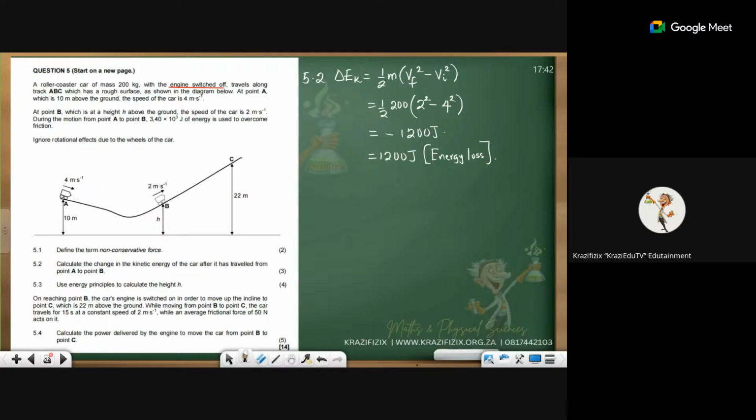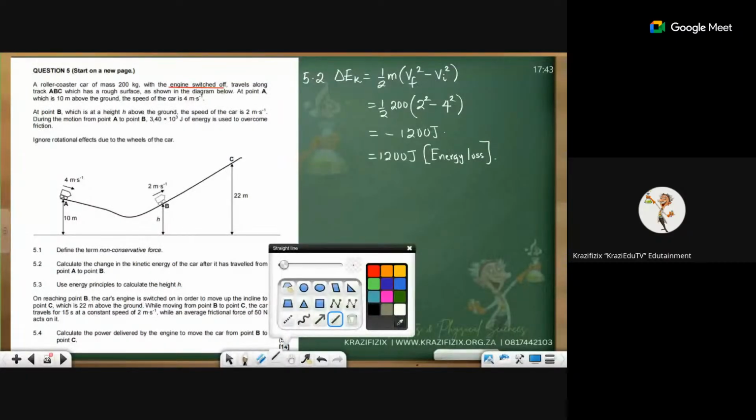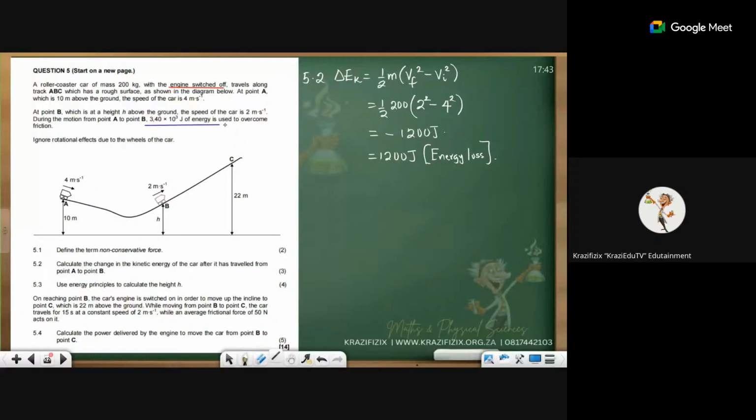Use the energy principles to calculate the height h. What would I use? Can I use work done by non-conservative at this point? Because they said at point B, which is a height h above the ground, the speed of the car is 2 meters. During this motion from A to B, all right, good. We're given what? The work done to overcome what? Friction.